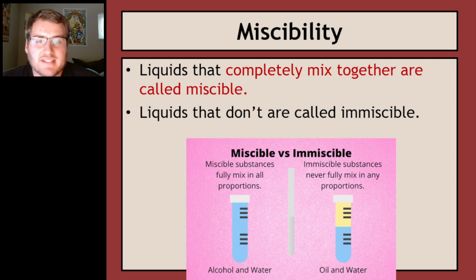Liquids that completely mix together are called miscible. And that's just a kind of a vocab word you might see in a question. Which of these liquids are miscible? It just means they mix together.